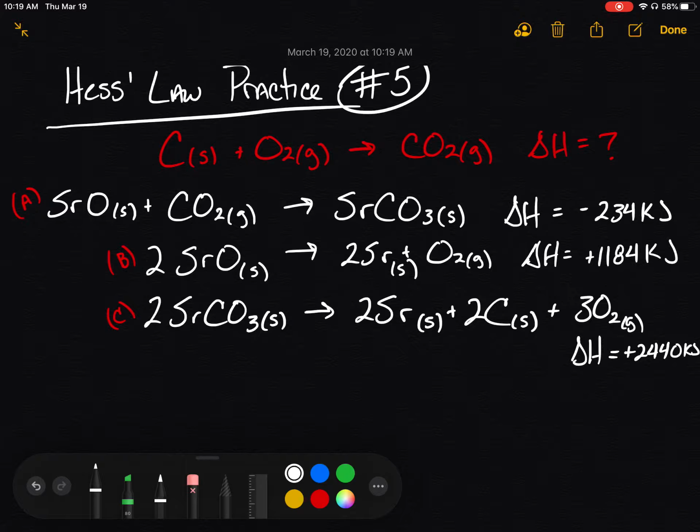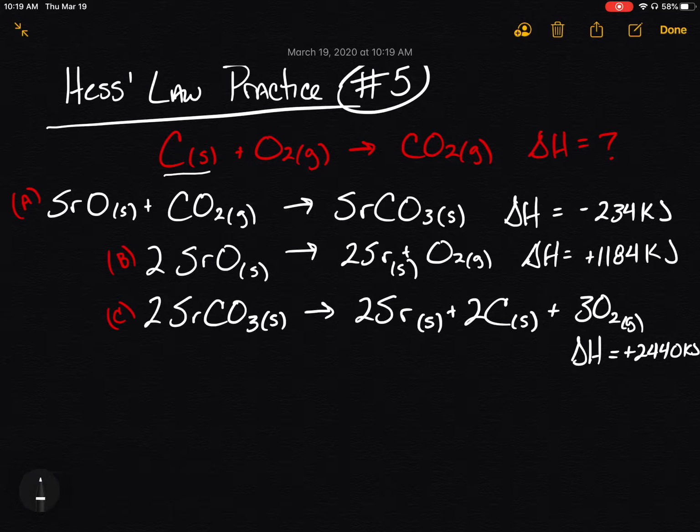What I mean is, we've got a carbon here on the reactant side. If I look at equations A, B, and C, I can see I've got a carbon on the product side down here, right? The coefficient here is 2, the coefficient here is 1. So that gives me an idea that I'm going to have to flip equation C to bring that carbon to the correct side, which is the left side. So it gives me an idea of where to start.